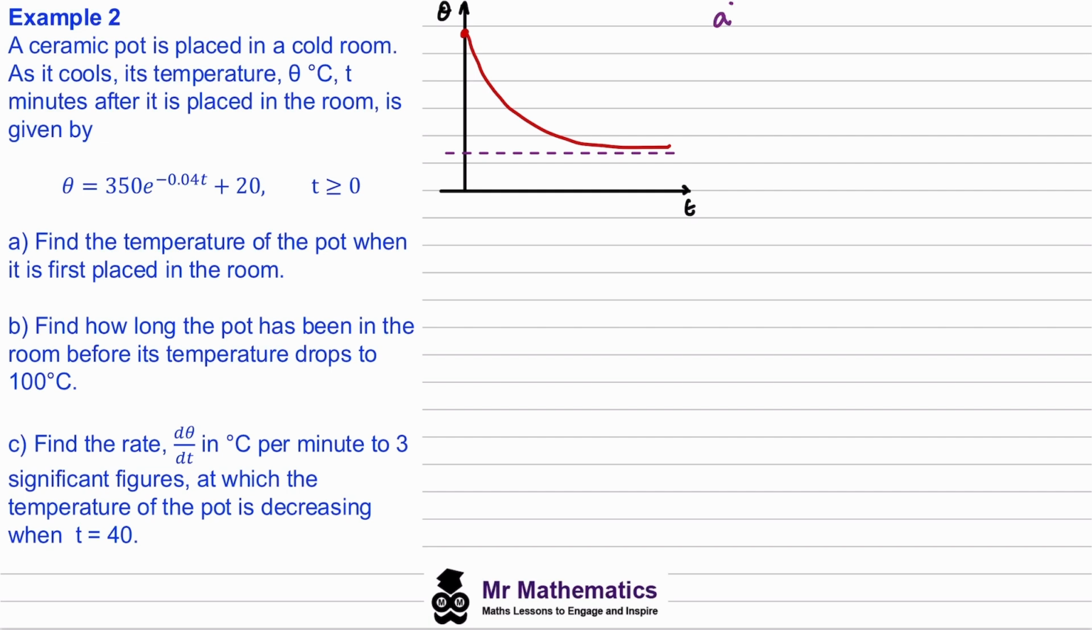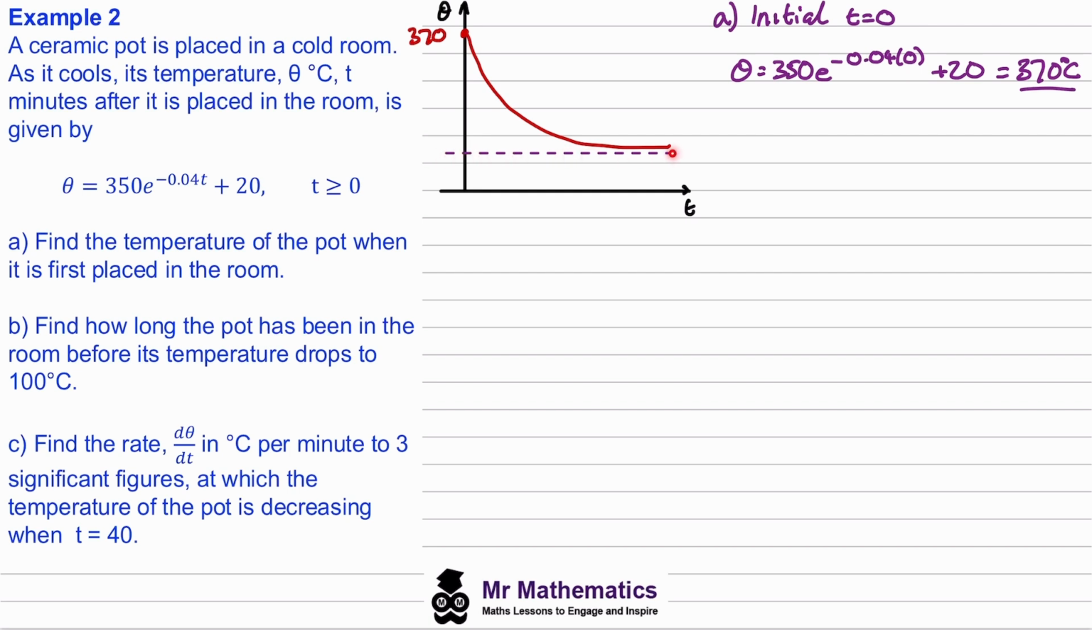We know the initial temperature, which will be this value of theta here, will be when t equals 0. So if we substitute t equals 0 into our model, we get e to the power of 0, which is 1, multiplied by 350 plus the 20. So we'll get an initial temperature of 370 degrees C. And I can label this on the graph as our intercept.